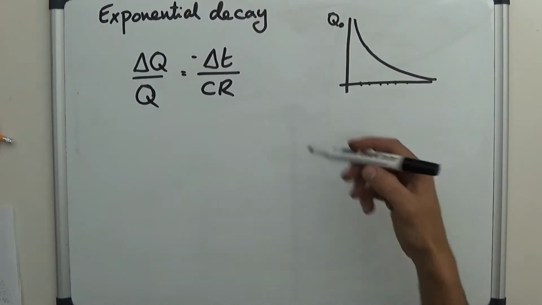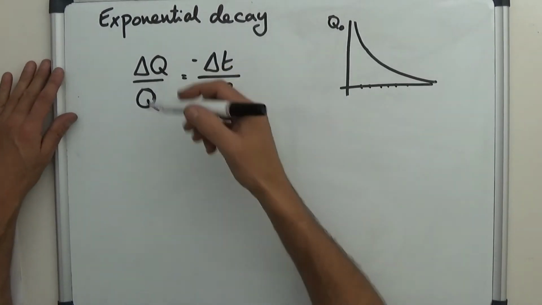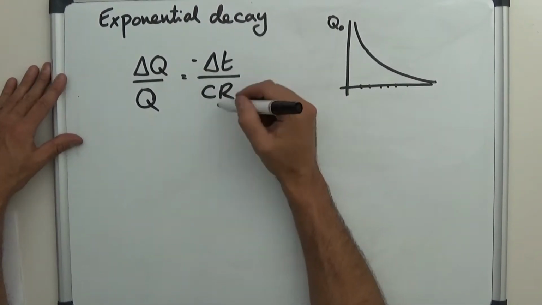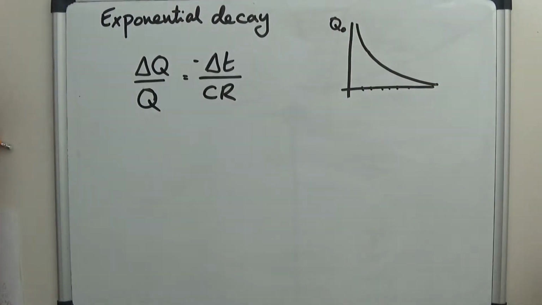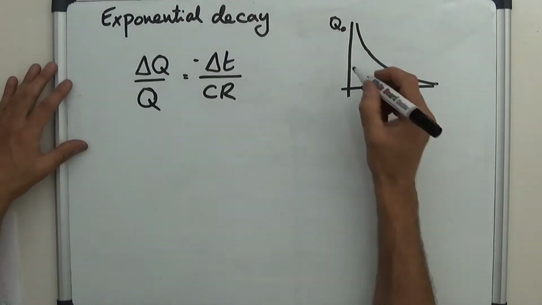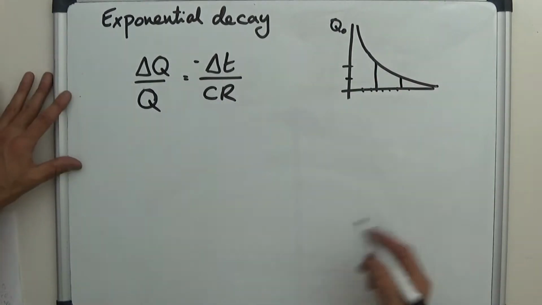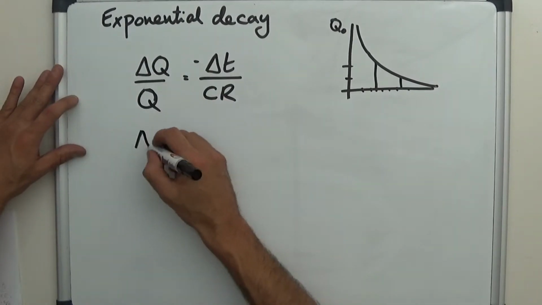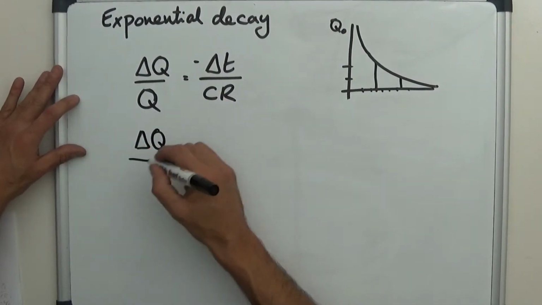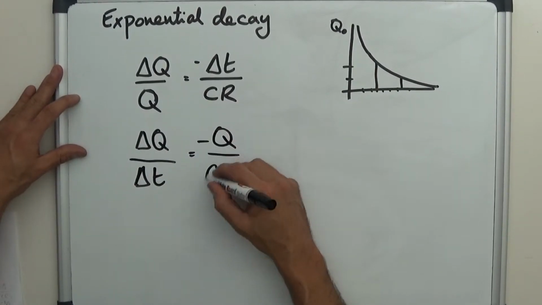Okay, so we were looking before at how we arrived at this equation here, dQ by Q gives us delta t over CR. And we expected to find this graph, which when we looked at the real data, we did. We get a constant time for any particular drop in current. Now, if we rearrange this, we can get delta Q over delta t equals minus Q over CR.